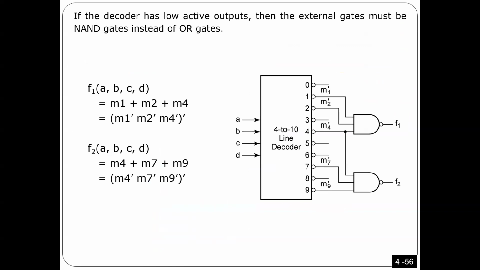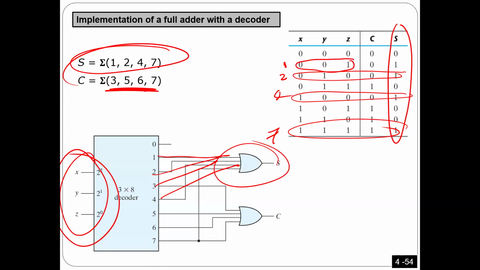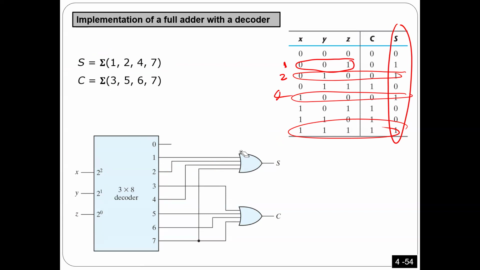Okay. Here, what I'm explaining is the case where the decoder is active high. Active high, they are going to give you the minterms, right? But what if it is active low? How can I do it? Actually, what you are going to get if it is active low is the inversion of the minterms. So this is the main difference. Here, this is M0, this is M1, this is M2, this is M3. But if it is active low, I will get M0 prime, M1 prime, M2 prime, and so on. Okay.